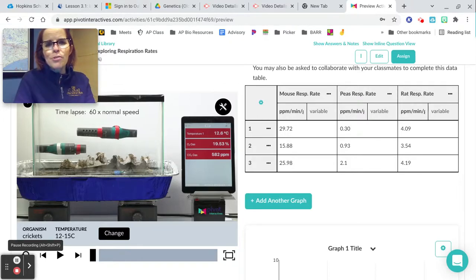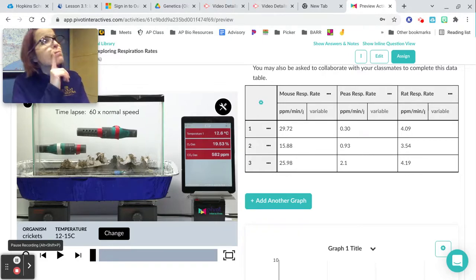First of all, you should notice that the rat has a much lower rate than the mouse does. So the question is why, since they both are endotherms. Why is the rat's rate so much different? What is the difference between the mouse and the rat that's having an impact here? Give you 5 seconds to think it through.